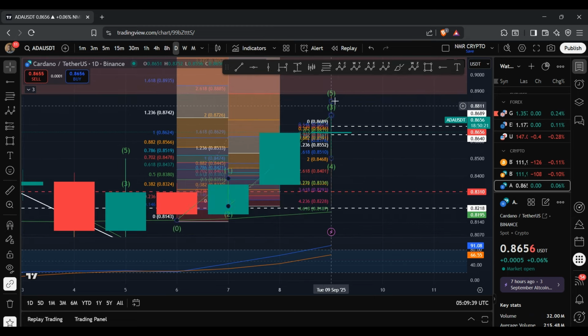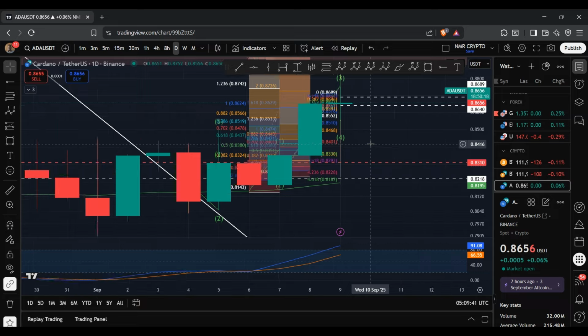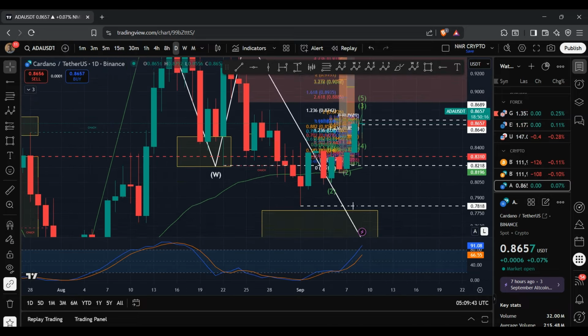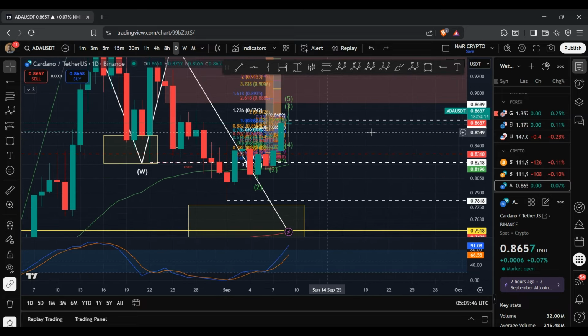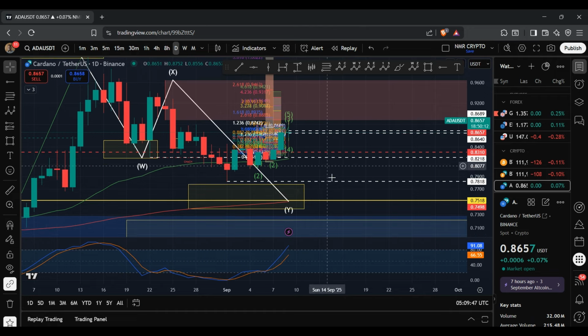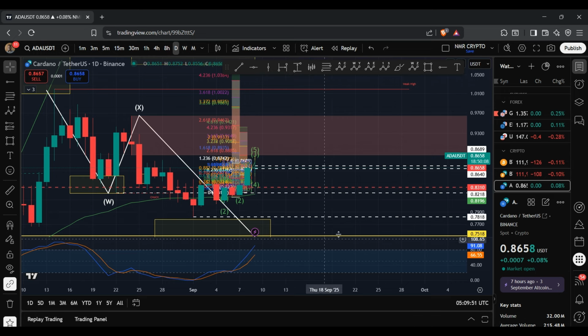However, if we get rejected within this region, then it's very much possible that instead what we ended up having was a WXY structure that formed, and we could see a final push to the downside where we then tap into this region, and then shortly after we could then see a reversal to the upside that we are all looking for. But of course, that's something I'm going to be tracking in the days and weeks to come, and I'll keep you guys updated.